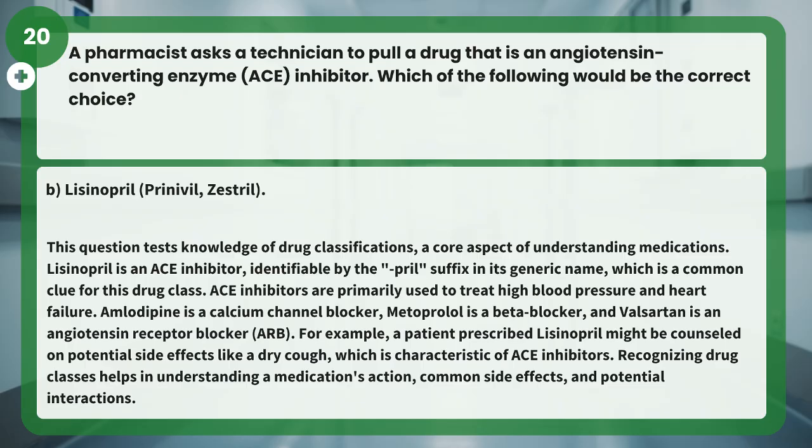For example, a patient prescribed lisinopril might be counseled on potential side effects like a dry cough, which is characteristic of ACE inhibitors. Recognizing drug classes helps in understanding a medication's action, common side effects, and potential interactions.